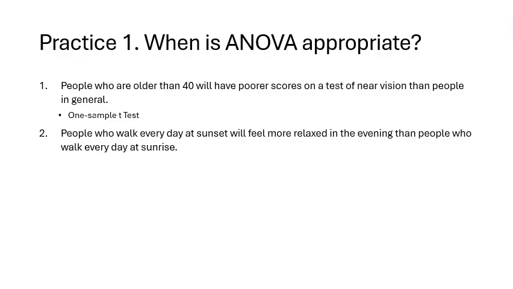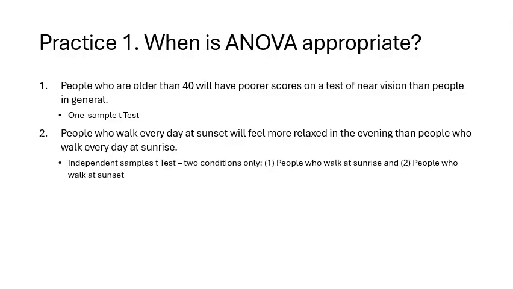People who walk every day at sunset will feel more relaxed in the evening than people who walk every day at sunrise. Someone hypothesized that. In this case, we have two different groups of people, those who walk at sunset and those who walk at sunrise. We only have two conditions. There's no other condition, and so this is an independent samples t-test. Two conditions, we're going to stay with the t-test. Although I will note that if we did an F-test, we would get the very same score.